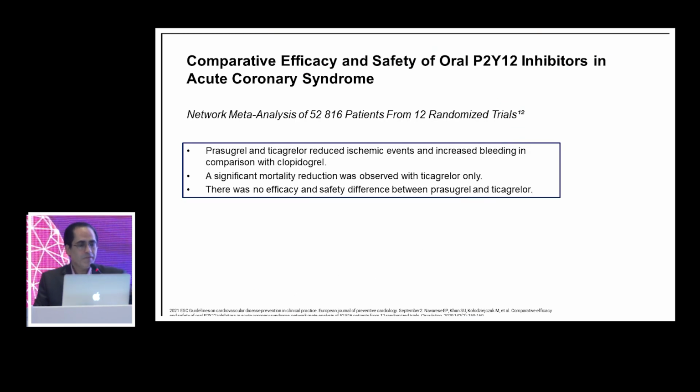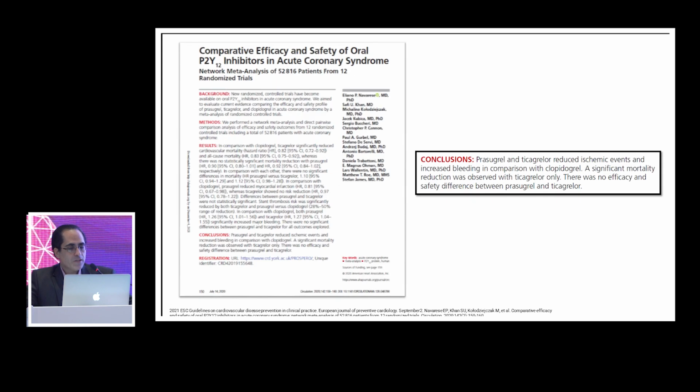Also, in the comparative efficacy and safety of all P2Y12 inhibitors in acute coronary syndrome, in conclusion, you see that prasugrel and ticagrelor reduce the ischemic event and increase bleeding in comparison with clopidogrel. But a significant mortality reduction was observed with ticagrelor only. There was no efficacy and safety difference between the prasugrel arm and the ticagrelor arm.